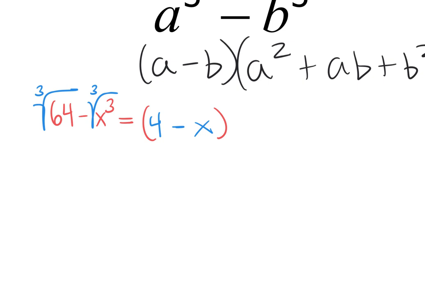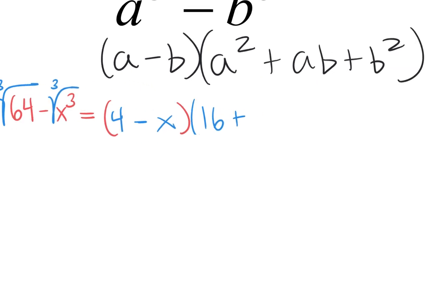Now you plug it in. Okay, so A squared is first. Well, my A is 4. So 4 squared is 16. Keep the signs exactly the way you see them. Bring down the plus. Next, I'm doing A times B. 4 times x is 4x, plus B squared. Well, my B is x, so x squared. That's it. That's the answer.